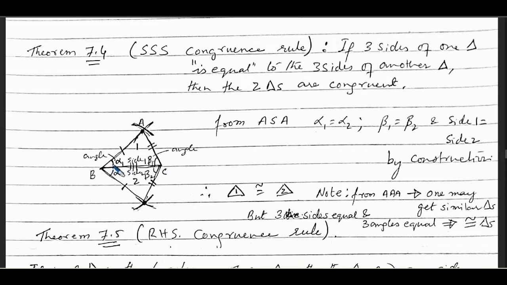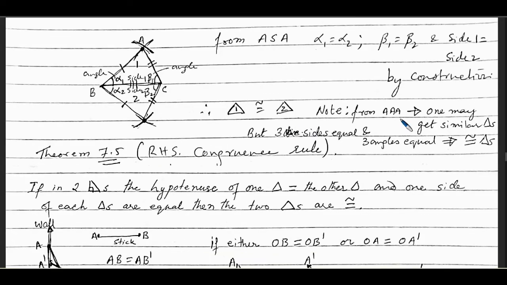So again I can use either angle, side, angle or side, angle, side to prove that these two triangles are congruent. Note, from angles alone one may get only similar triangles, which I had said. These angles are the same, but the lengths can be different. But only with three sides equal and three angles equal are they congruent. Okay, this you have to remember. Just because angles are the same doesn't mean it is congruent.